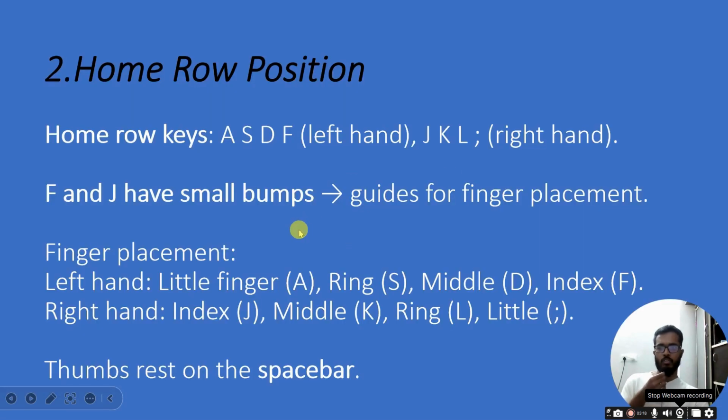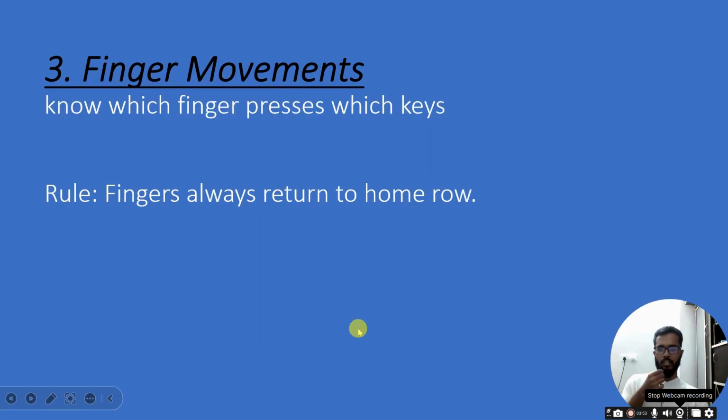So the home row keys are ASDF, which you use with your left hand, and on the right hand, you should be clicking on JKL. As I said earlier, F and J have small bumps, which are for finger placement. And I mentioned here which finger is used for clicking on different keys.